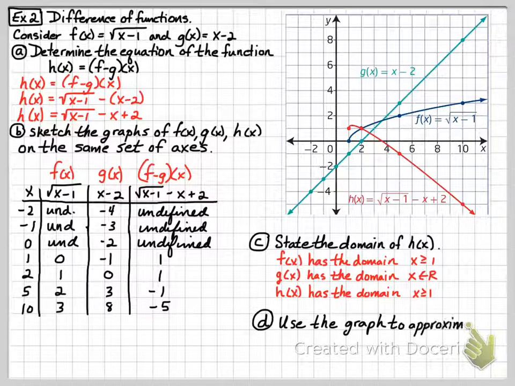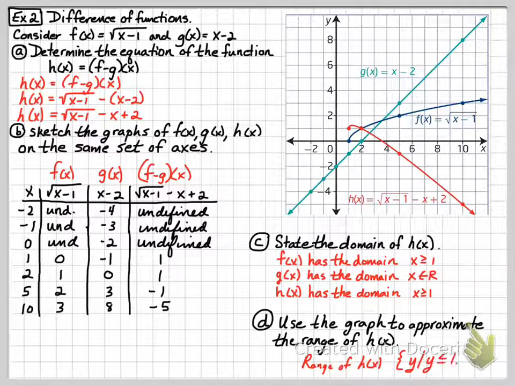If we use the graph to approximate the range, we will say that it looks like y is going to be less than or equal to, well, it's bigger than 1 but less than 2, so I think y has to be less than or equal to about 1.2, and it can be any real number less than that.